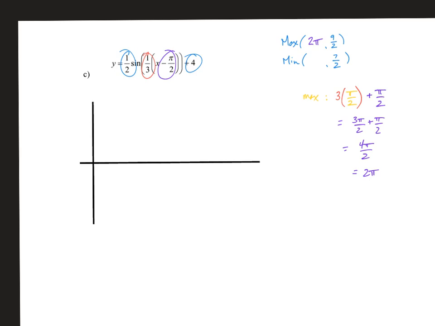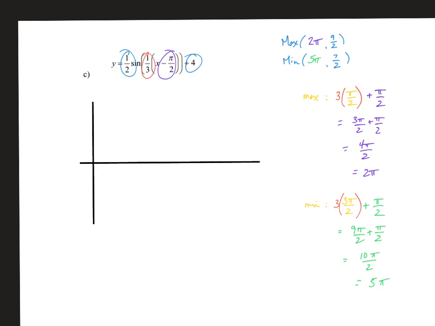Okay, I'm going to do the same thing and deal with my minimum. My minimum on my sine curve normally takes place at 3 pi by 2. Now I'm going to do all those same transformations to it: horizontally stretch it by a factor of 3, then shift it to the right pi by 2. I simplify everything down now. That's going to give me 9 pi by 2 plus another pi by 2, so that's 10 pi by 2, or 5 pi. There's the position of my min.